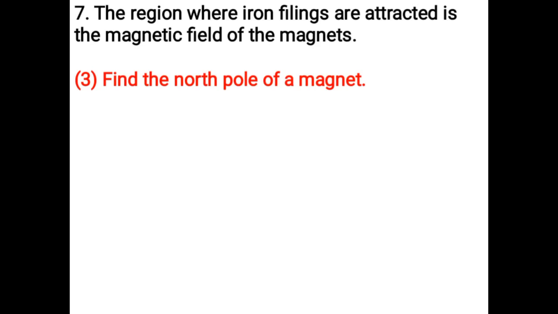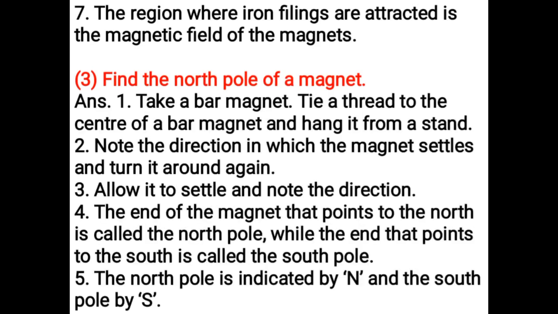Find the north pole of a magnet. Take a bar magnet. Tie a thread to the center of the bar magnet and hang it from a stand. Note the direction in which the magnet settles and turn it around again. Allow it to settle and note the direction. The end of the magnet that points to the north is called the north pole, while the end that points to the south is called the south pole. The north pole is indicated by N and the south pole by S.